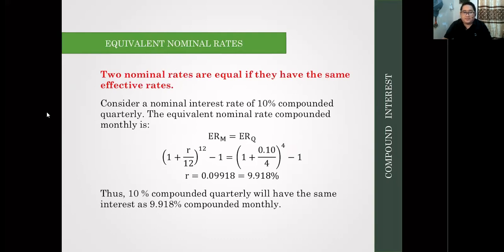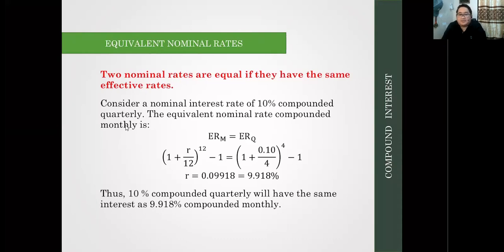Okay, so again, two nominal rates are equal if they have the same effective rate. So consider, for example, we have an interest rate of 10% compounded quarterly. What will be our equivalent nominal rate when it is compounded monthly?